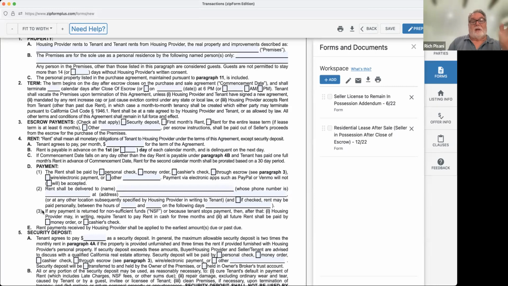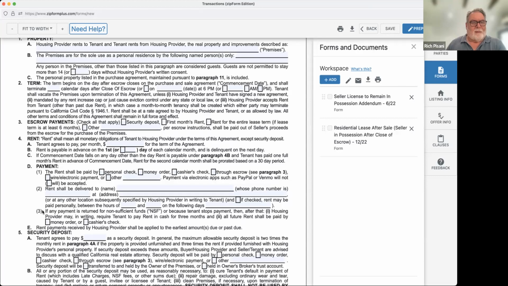Rent shall be delivered. Who's it going to be delivered to? Because escrow is not going to take the rent unless it's a 6 month or more. They're not going to take that money. So it has to go to the buyer. So it's just like a lease. So who it's going to, and it can be paid.